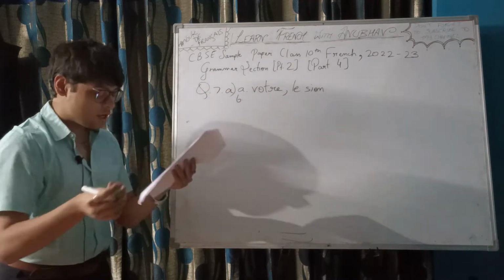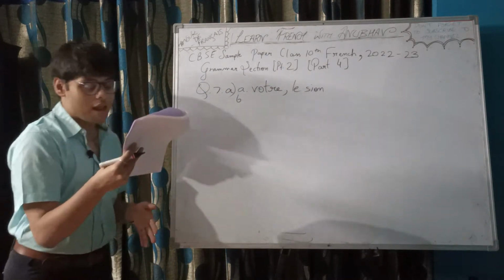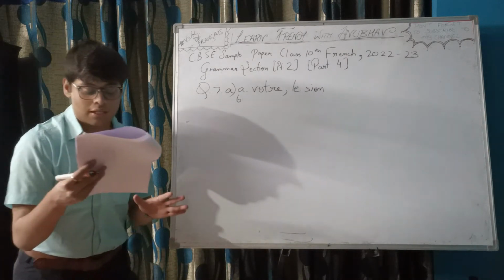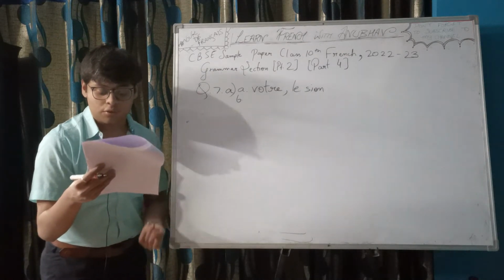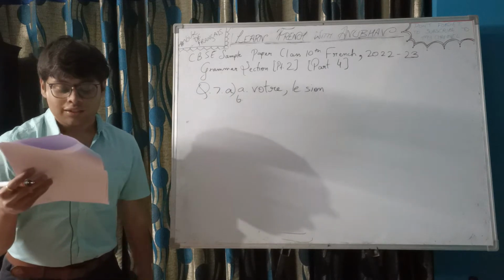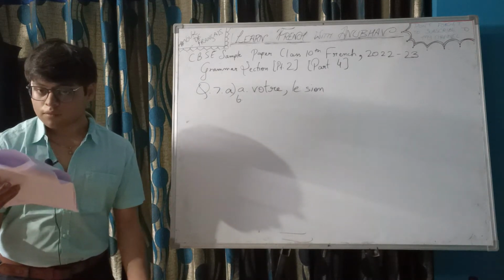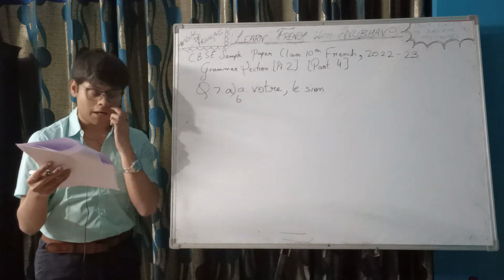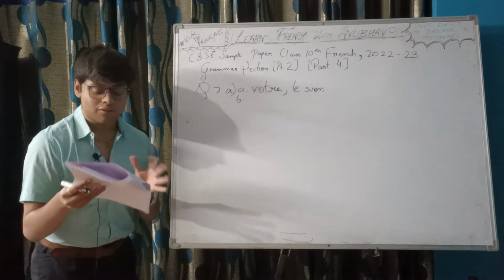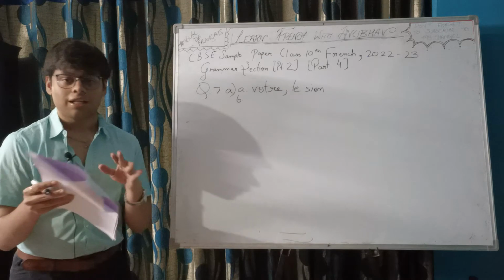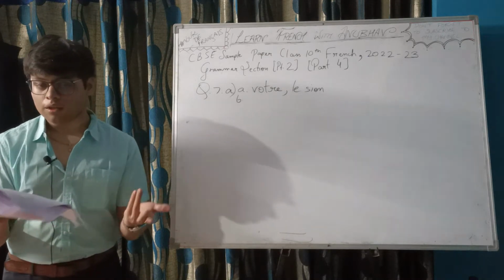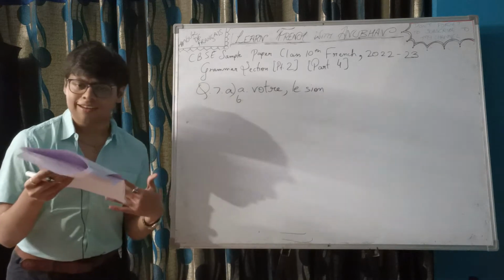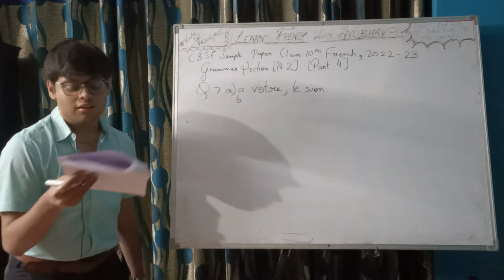B part. We have vous pouvez vous servir de dash voiture. See? Dash et tombée en panne. So you can use a car if your car has broken down. Tombée means to fall, but tombée en panne is like getting out of order. So it's not functioning. So you can take a car in case your car is not functioning.